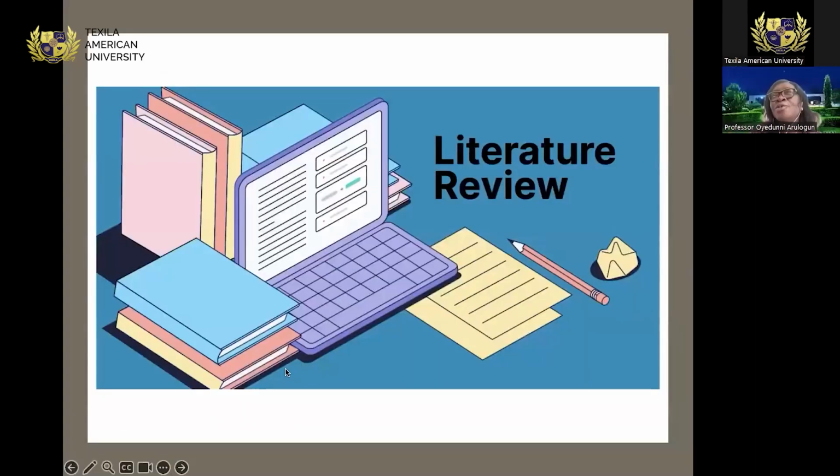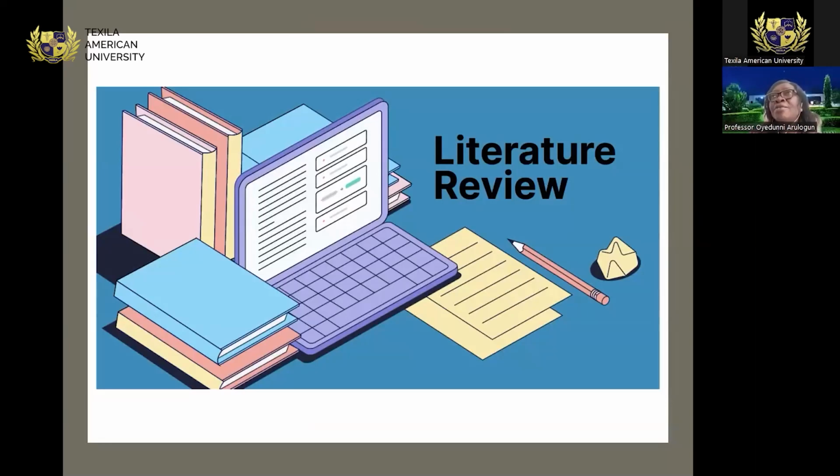Now that takes us to literature review. By the time we finish writing our introduction, where we have given a general background, where we have identified the gap, the problem that our study will be solving, the gap in literature that our research will be filling, and we have stated our objectives, the research questions, and why the study is important, the next thing is to do a literature review.